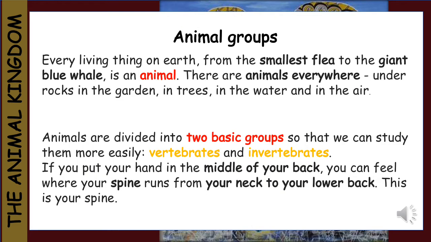Let's talk a little bit about animal groups. Every living thing on Earth, from the smallest flea to the giant blue whale, is an animal. There are animals everywhere, under rocks in the garden, in trees, in the water, and in the air. Animals are divided into two basic groups, so we can study them more easily. These two groups are vertebrates and invertebrates.